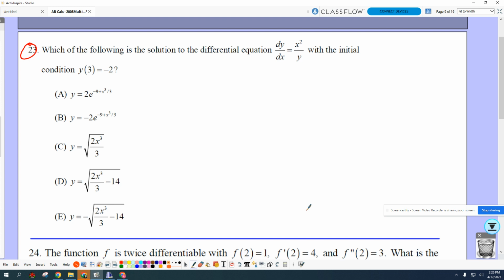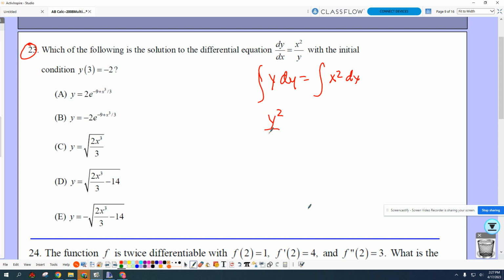Oh, this is the split. Initial value problems. What do you have to do first? Y's with y's, x's with x's? Yeah. Sam, how do we do this step? It starts with an I, implicit differentiation. This isn't implicit. Integrate.